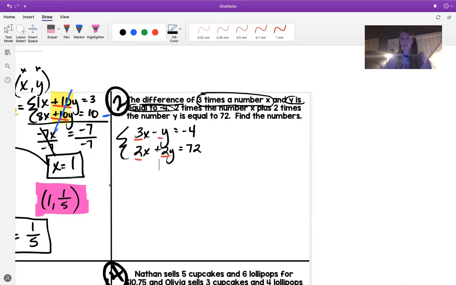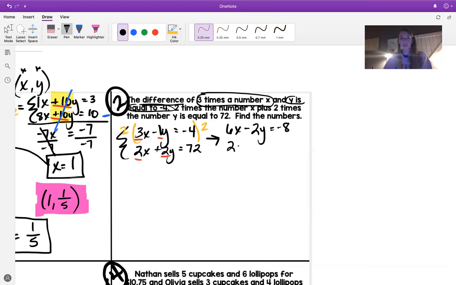Okay, so I'm going to have to multiply one of the equations in order to match them up. Now, I always like to find an equation that has a 1, because then I can just multiply it by whatever the coefficient is that it would match with. So since that y is a 1 and I need it to be a 2, I'm going to multiply this equation by 2. Okay, and so that's going to now equal 6x minus 2y equals -8.